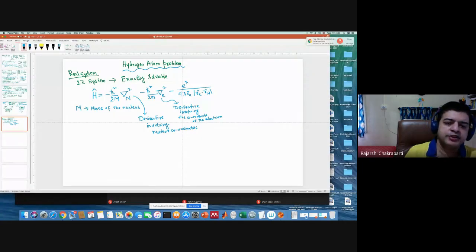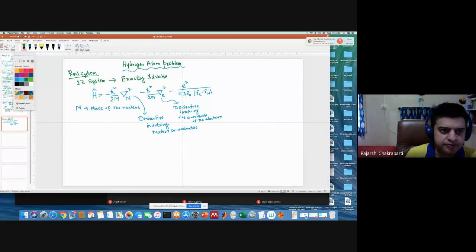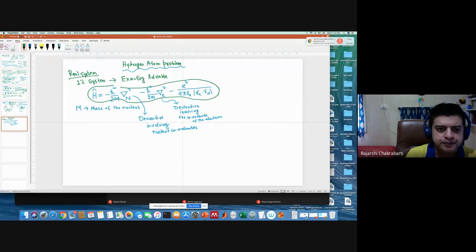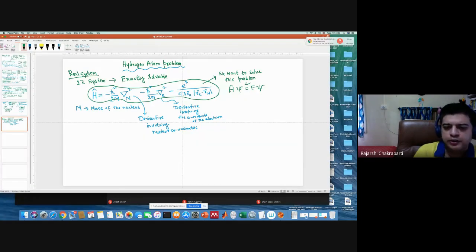So this is the distance between the electron and the nucleus. That is what I have put there. Is this fine so far? This is the Hamiltonian of the problem. Okay, you want to solve this problem. Now the problem is what? The problem is this H operating on some psi gives you something like E times psi. That is what you want to solve. Okay. Is this fine so far?